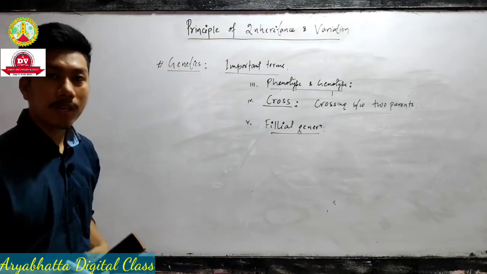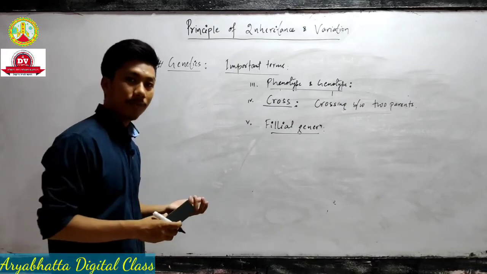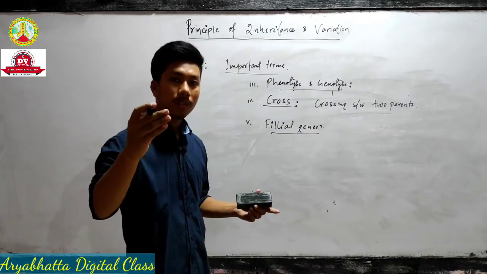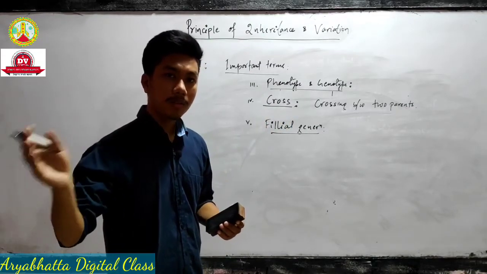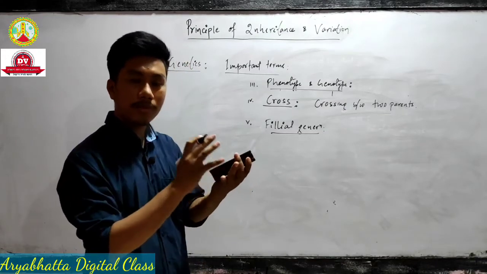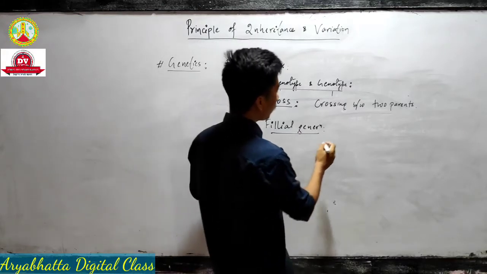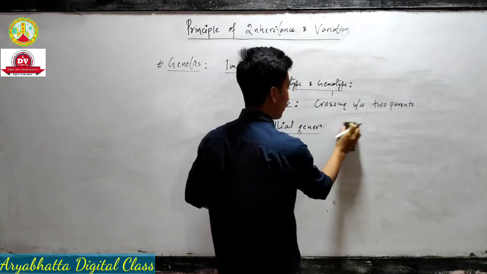So after the cross is made, whatever character appears, we represent in the form of capital letter F. That can be the first generation, then after again a cross, the next generation. So we represent it in the form of capital letter F1, F2, F3, depending on the cross made. So filial generation is the result obtained in the next generation.